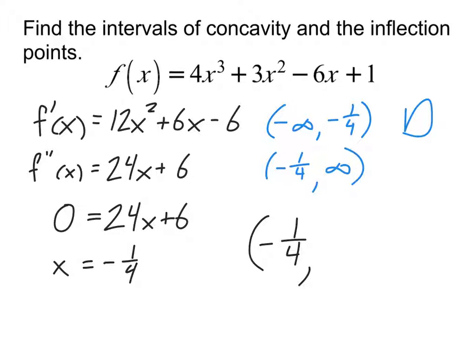I repeat the same process with the second interval. Yes, we do need to check the intervals. We can't just assume that it's got to be up because it's next to it, because that won't always be the case. So I again am checking a point in the second derivative. I'm going to use 0 here because that looks like a nice, easy number. If I plug 0 in for x, that gives me 6. It's positive, and since this is positive, that means it is concave up. So that now takes care of the intervals of concavity.